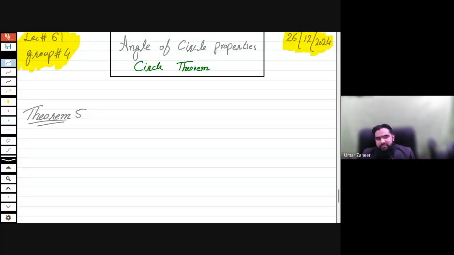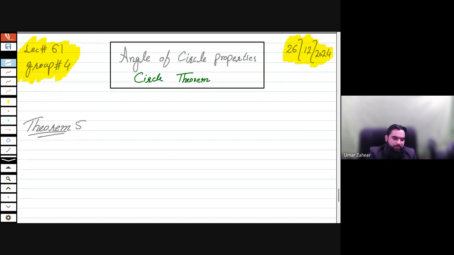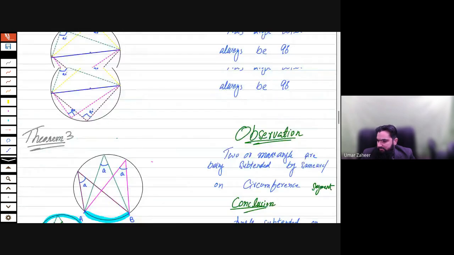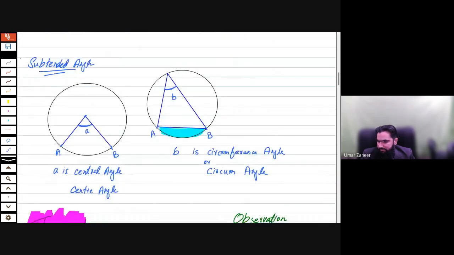Bismillahirrahmanirrahim. So in the last class, we started the angle properties of a circle and we have done four theorems. Next, we have to recall and then go for theorem 5 of the circle. So we have to go back to the previous lecture.